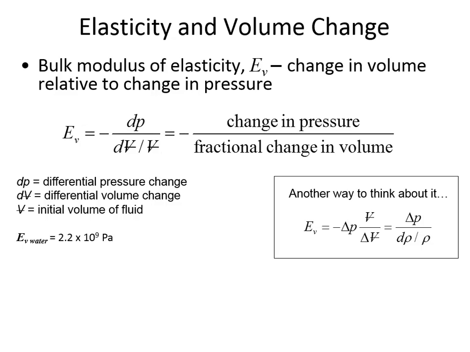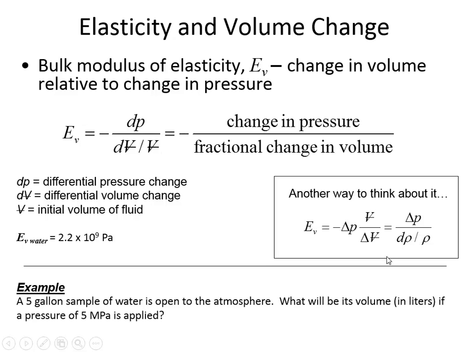Another way of thinking about the bulk modulus: if you have a change in pressure, what is going to be the change in volume relative to the original volume. Now the negative sign that's in front of the bulk modulus means that an increase in pressure is going to decrease the volume.